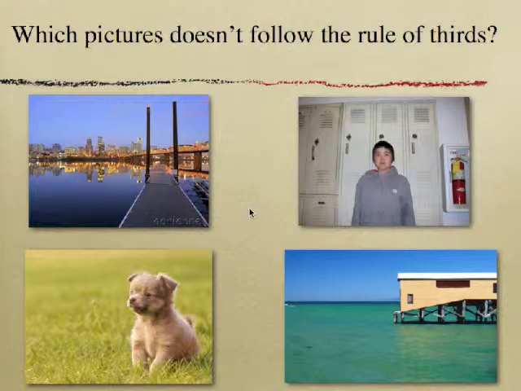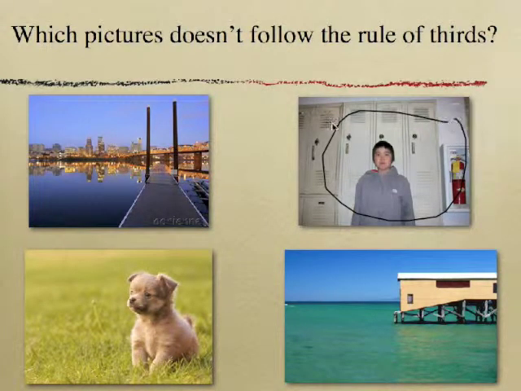Alright, if you chose the upper right hand corner, the boy standing in front of the lockers, this is the only picture that doesn't follow the rule of thirds. Here you get a doggy following the rule of thirds, here a little city and a bridge following the rule of thirds, here in the ocean a little pier following the rule of thirds. So all of those are interactive pictures. This one's sort of like a static one.